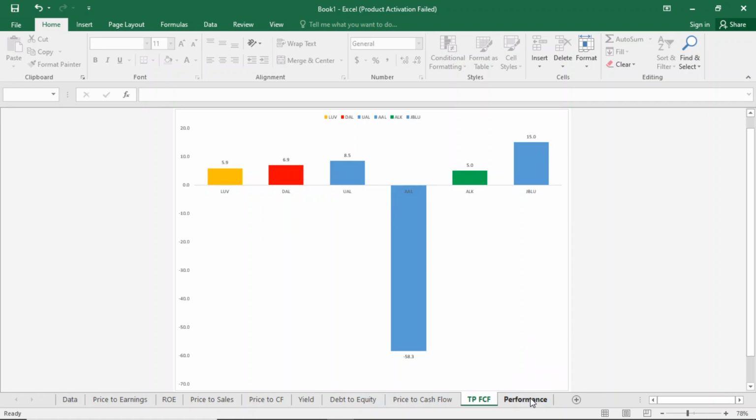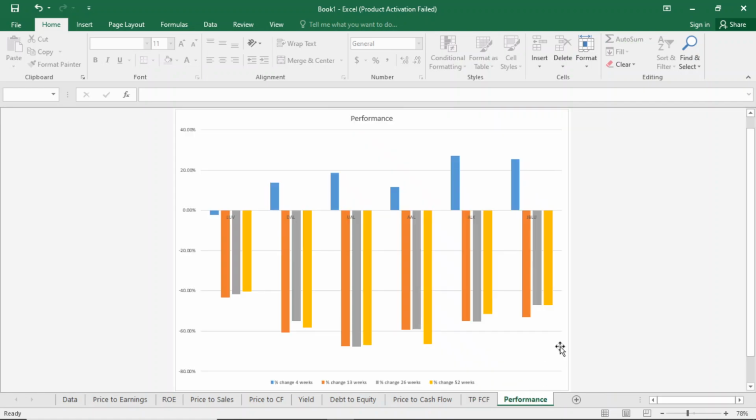And then we can see how the performance has been, and we can see that the best performing so far in this turnaround has been Alaska. And for the least value lost, the least amount was Southwest, followed by probably JetBlue, and then Alaska. So this is how I would analyze stocks when I want to take a little deeper dive.